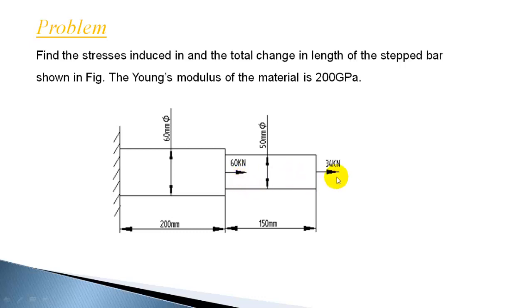So 60 plus 34, taking the force towards right, plus the reaction R is equal to 0, and you get R as minus 94. 60 plus 34 gives 94. The minus sign indicates it is not towards the right, it is towards the left. So the fixed end will be exerting a force towards the left. I'll explain this with the help of the next figure.